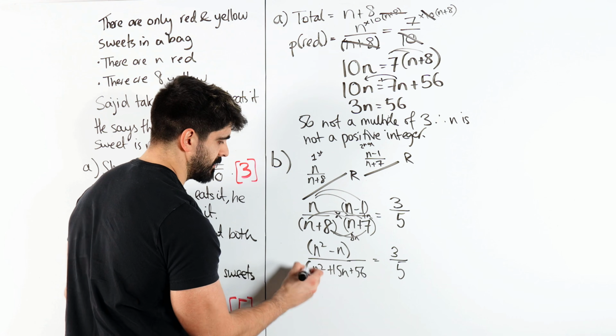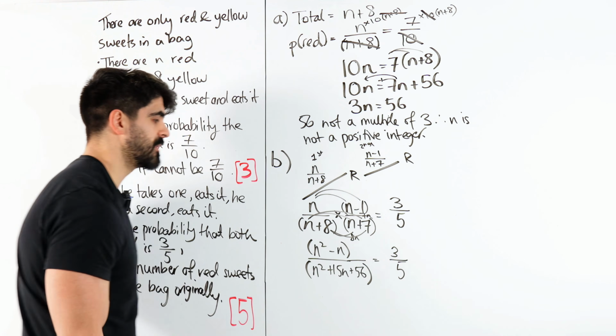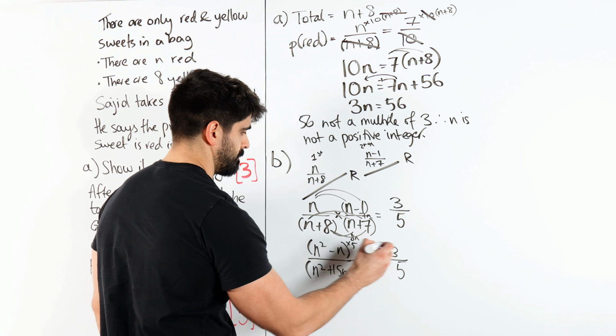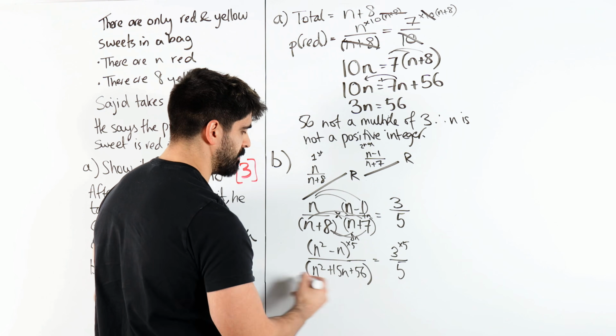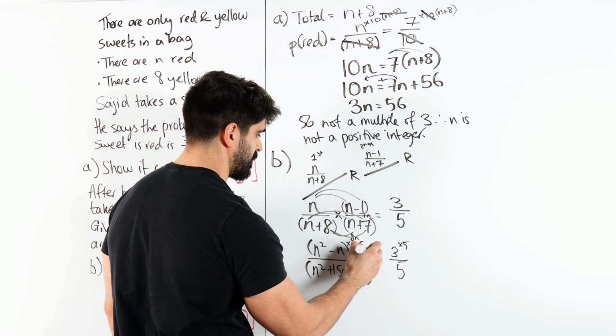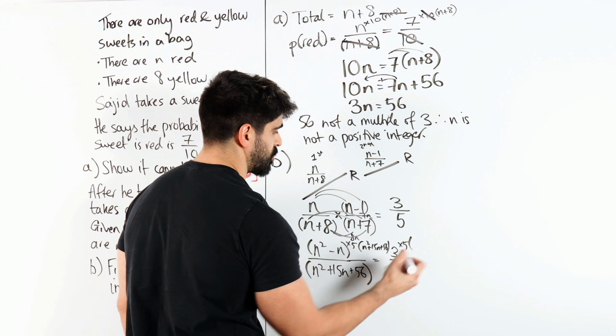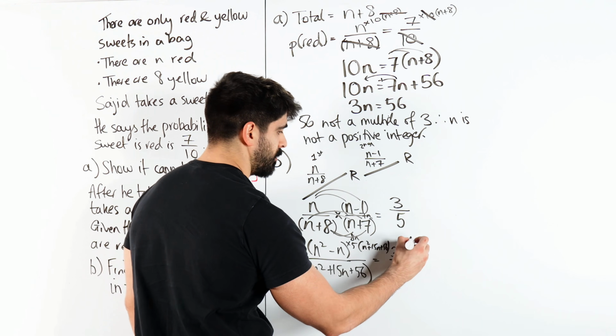Now remember, we're going to do the same thing. We're going to protect, and we're going to get rid of both denominators, right? So we're going to multiply both sides by 5, and we're going to multiply both sides by this horrible looking denominator. You guys might know this as cross multiplication, but I always show my students what's happening when we do that.